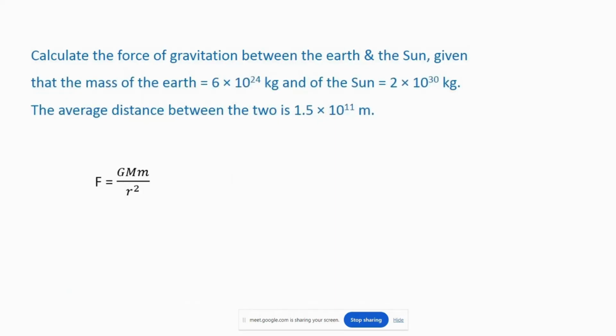So here we have to calculate the force of gravitation between Earth and Sun. Given the mass of the Earth is 6 into 10 to the power 24 kg and the Sun is 2 into 10 to the power 30 kg, and the average distance between the two is 1.5 into 10 to the power 11 meter. Can you guys solve and tell me what you think the answer is? A similar kind of question is given in assignment 1 as well. I'll give you some time to solve this and let me know the answer.